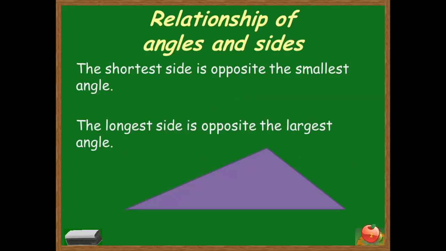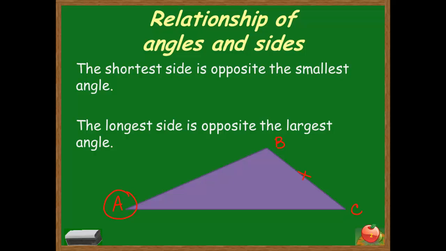All right, so we're going to start by talking about the relationship of angles and sides on a triangle. The shortest side is going to be opposite the smallest angle. So if I were to look at this triangle, draw it in your notes. Looking at this triangle, I want to identify the smallest angle. My smallest angle is angle A. Across from the smallest angle is the smallest side.